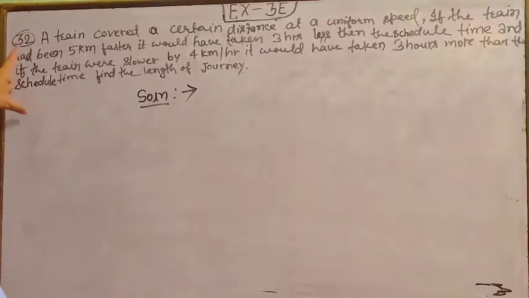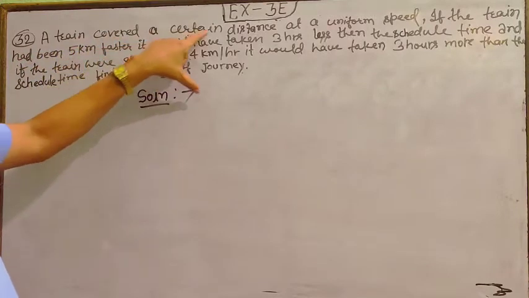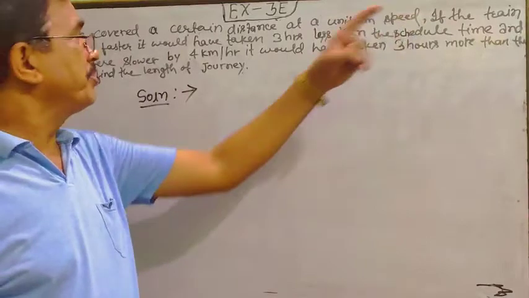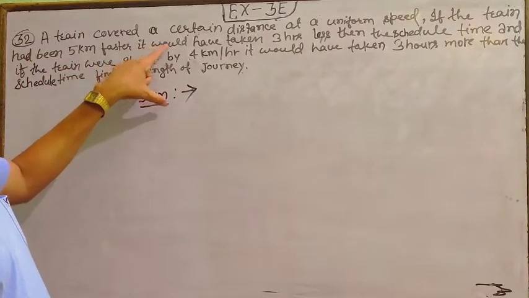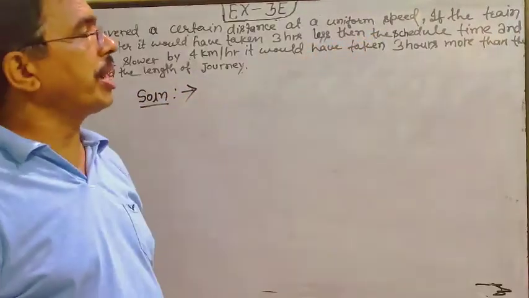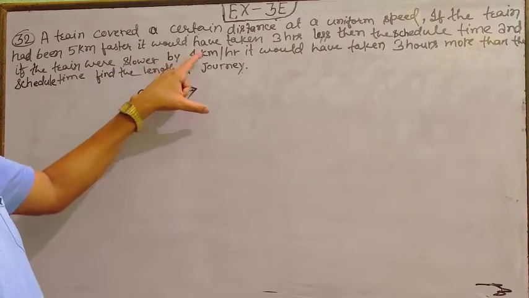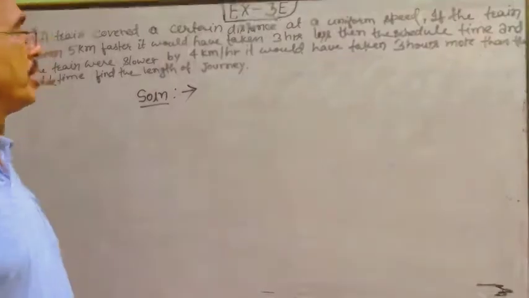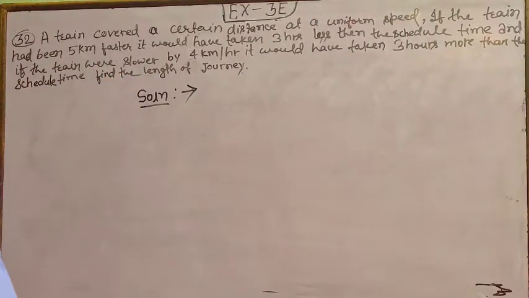Now see question number 32. A train covered a certain distance at uniform speed. If the train had been 5 km faster, it would have taken 3 hours less than the scheduled time. And if the train were slower by 4 km per hour, then it would have taken 3 hours more than the scheduled time. Find the length of the journey. That means find the distance.